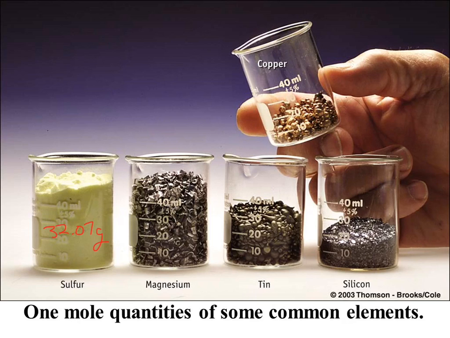32.07 grams is what's in there. How do I know that? Because it's sulfur, and the decimal number for sulfur is 32.07. So it's 32.07 grams per one mole. Let's see, magnesium. What's the symbol for magnesium? Mg. I always get magnesium and manganese mixed up. I always have to concentrate. Capital M, lowercase g. The decimal number for magnesium is 24.31 grams. 24.31 grams in this beaker.